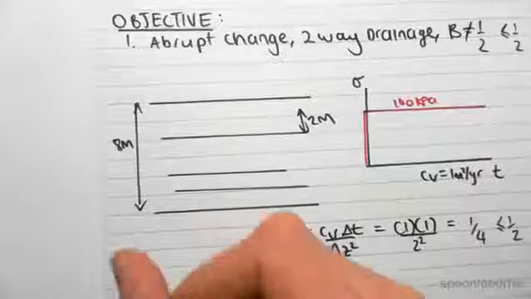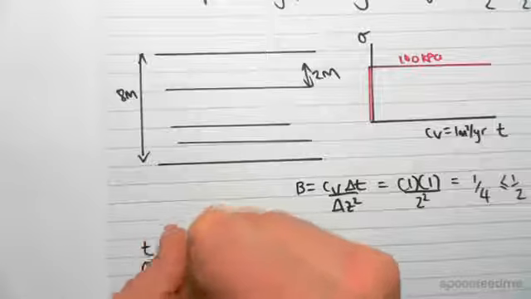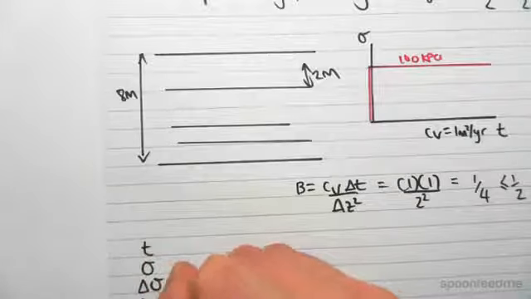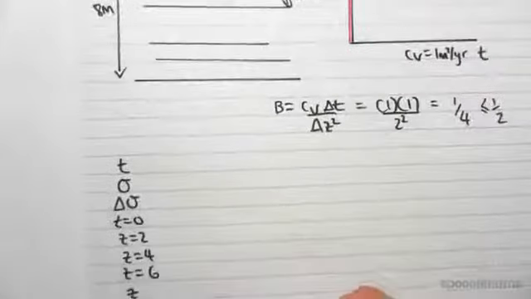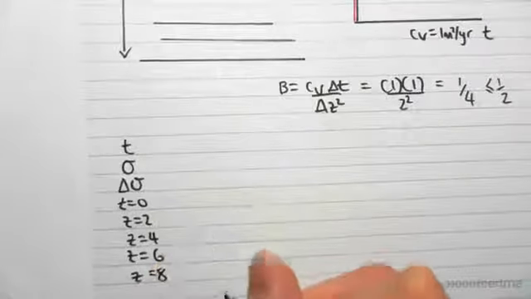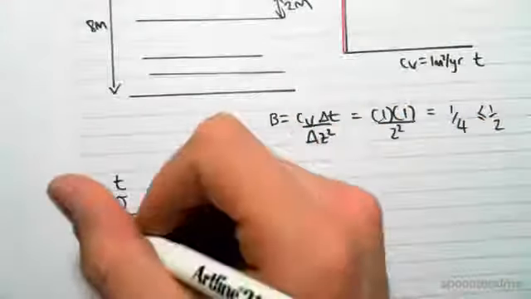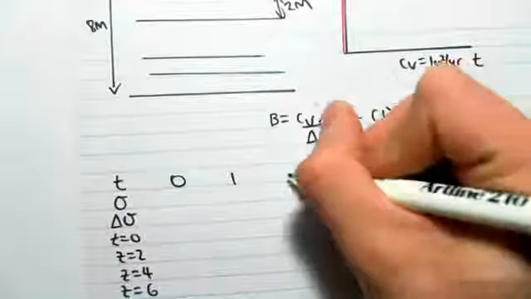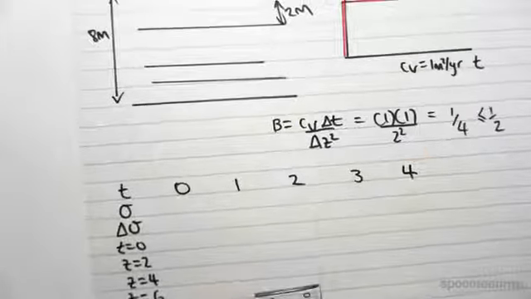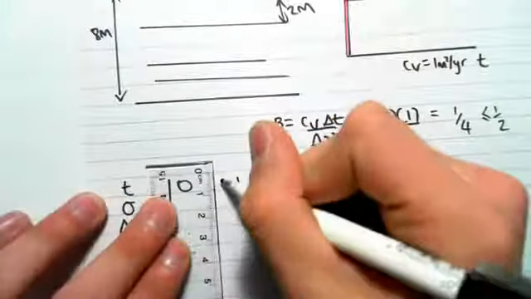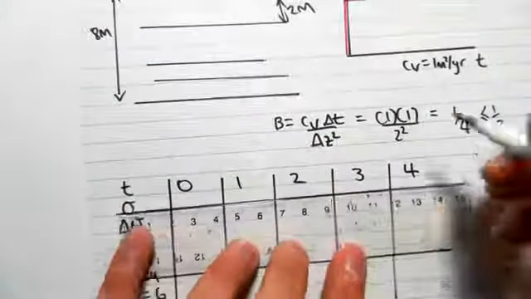So we're going to come and draw up our table as we always do. So we have time, the stress, the change in stress, Z equals 0, Z equals 2, Z equals 4, Z equals 6, and Z equals 8. We would look at time year 0, we would look at year 1, year 2, year 3, and let's do year 4. Okay, so we rule this off.